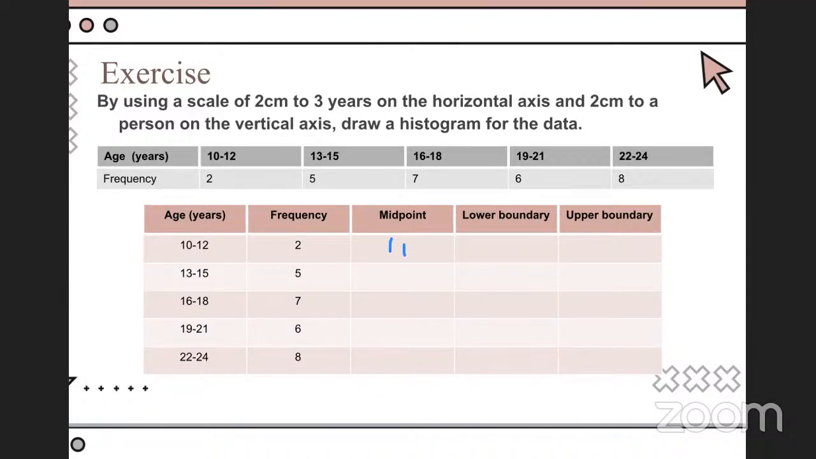By the way, do you guys have graph paper? Anyone do have graph paper? Oh, Shuchi, can you share the digital graph paper to them? Oh, sure. Wait a minute.